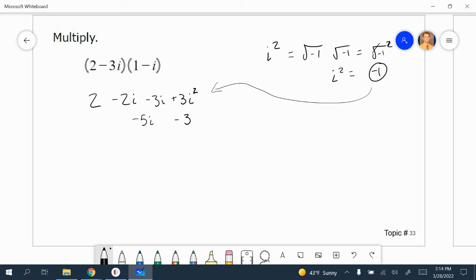I'm working backwards here. And then I'm going to bring down that 2 next. So, and then I can combine those solo numbers by themselves. I'll get a negative 1 and then minus 5i. And that's really all I need to do for that problem.